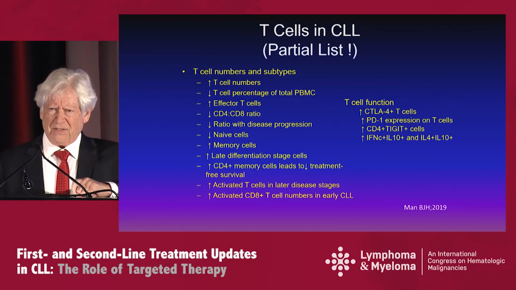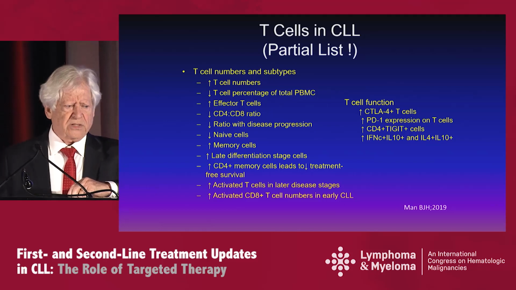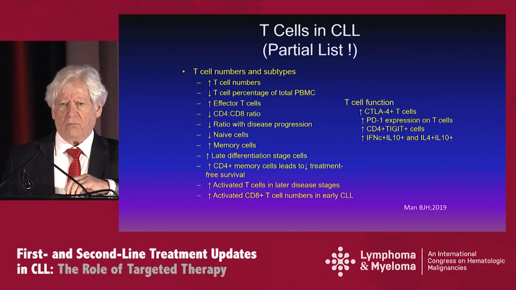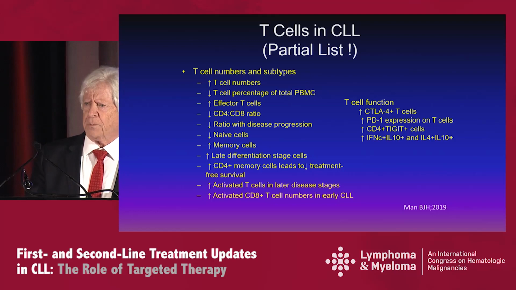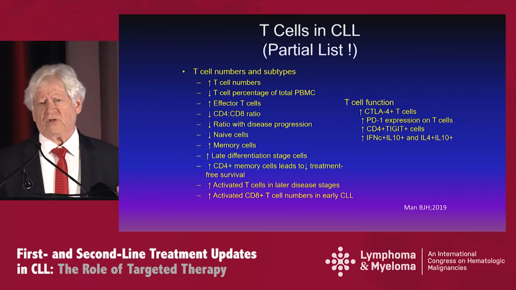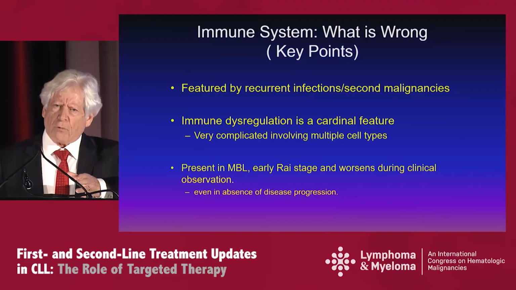What about T cells in CLL? This is just a partial list of the problems. T cell numbers and subtypes are really very disturbed, very abnormal compared to healthy controls, as is their function. And this is just a partial list taken from a very nice paper by Mann in the British Journal just a few months ago. So what's wrong with it?